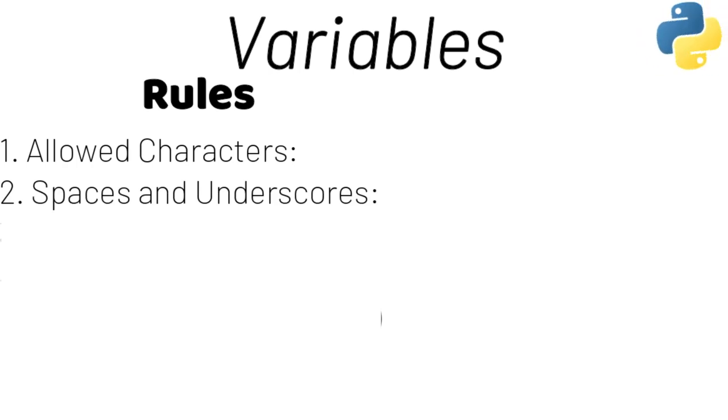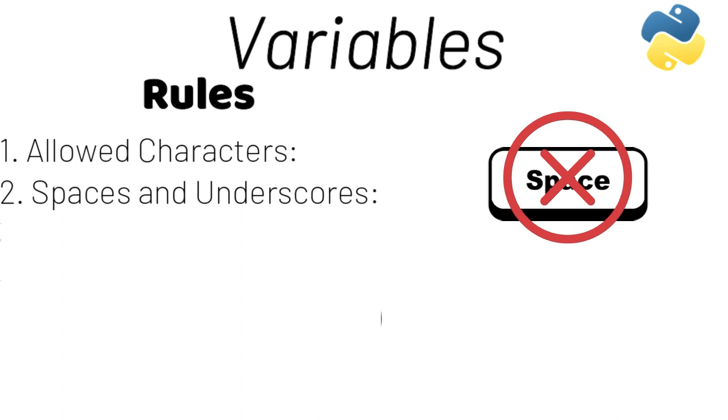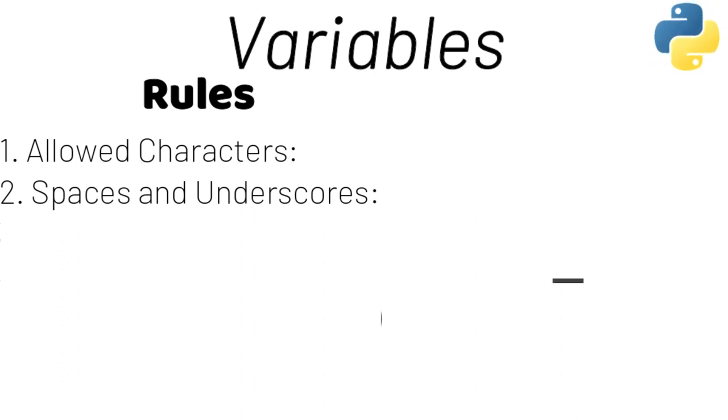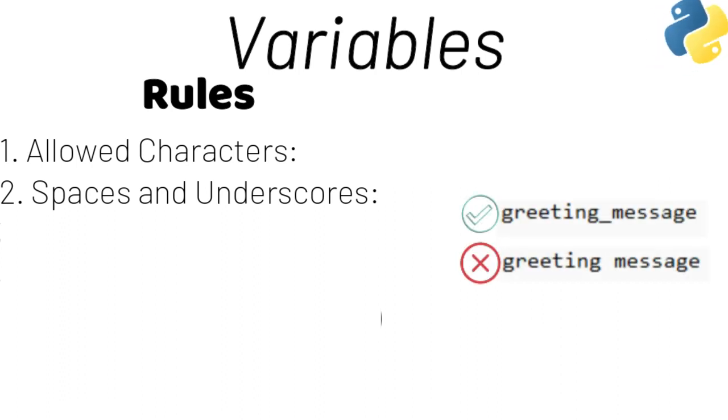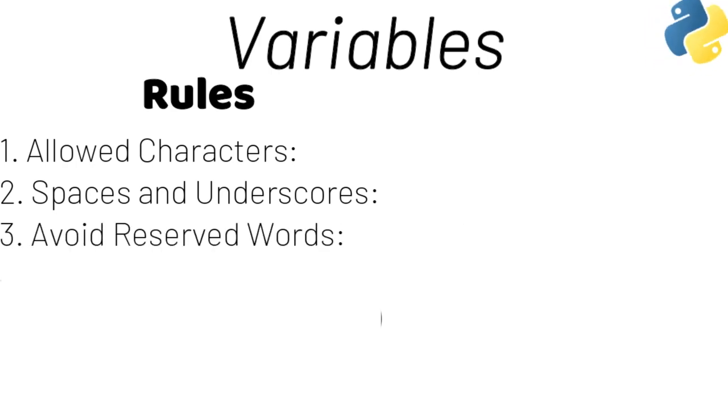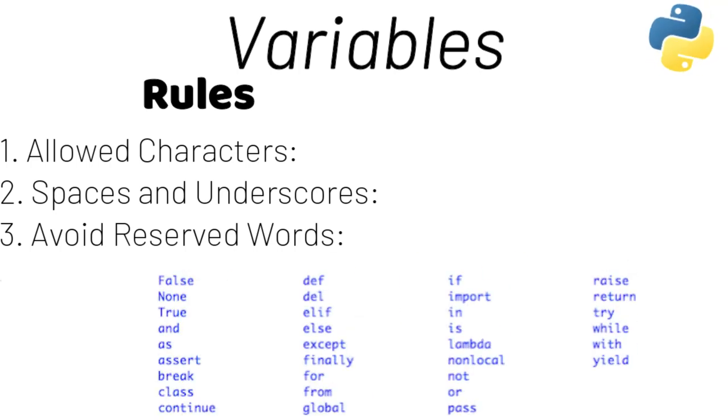Second, spaces and underscores. Spaces are a no-go in variable names, but you can use underscores to separate words. For example, greeting_message is A-OK, but greeting message will cause errors. Third, avoid reserved words. Stay away from Python keywords and function names as variable names. For instance, don't name your variable print, as Python's got plans for that one.